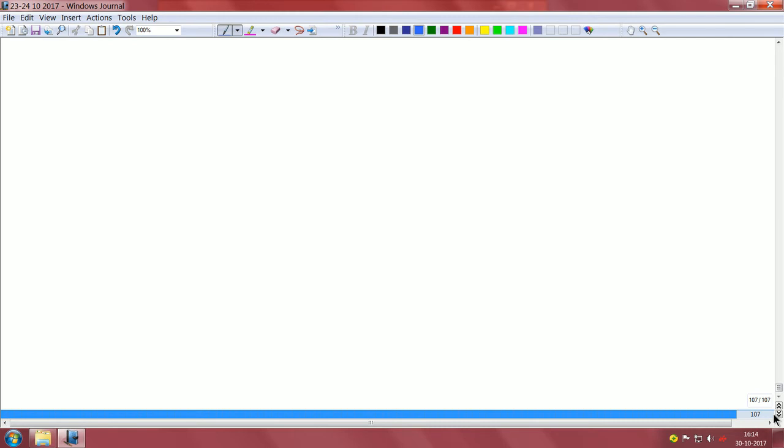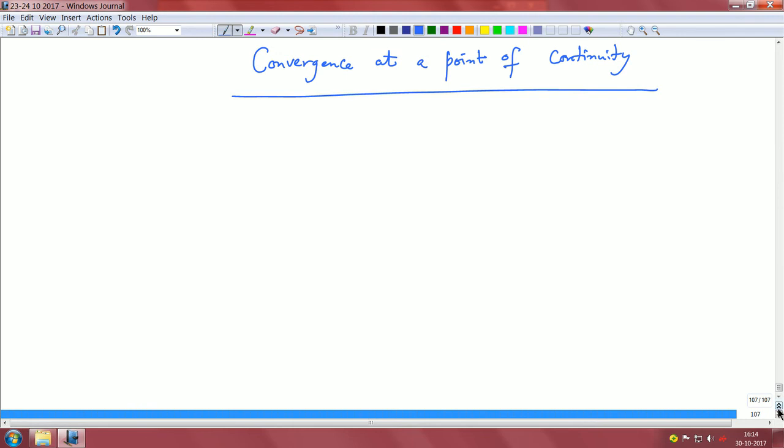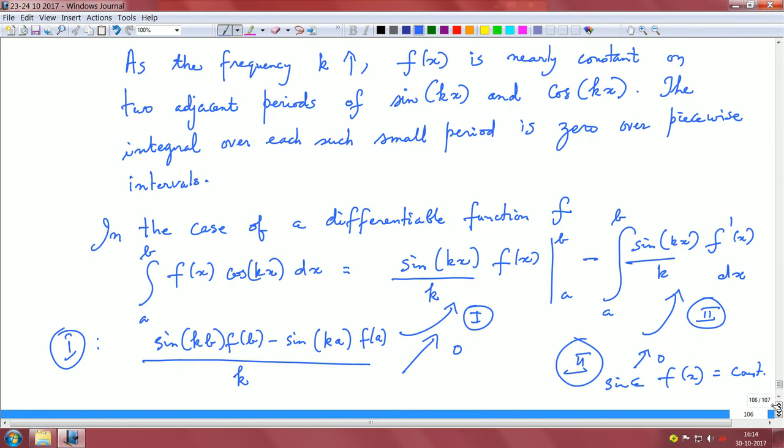So with this we are ready to discuss the notion of convergence at a point of continuity. Just going back, this concludes the proof. You can take the sine or the cos, it is the same thing, it does not really matter. So this concludes the proof. Let us stop here. If you have any questions, we will take them and then we will get on to the next.